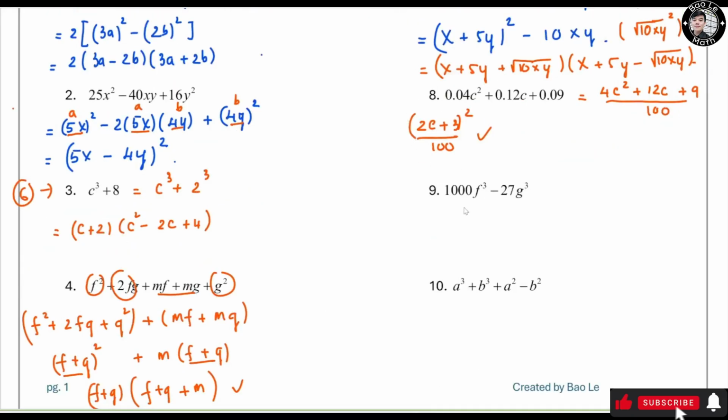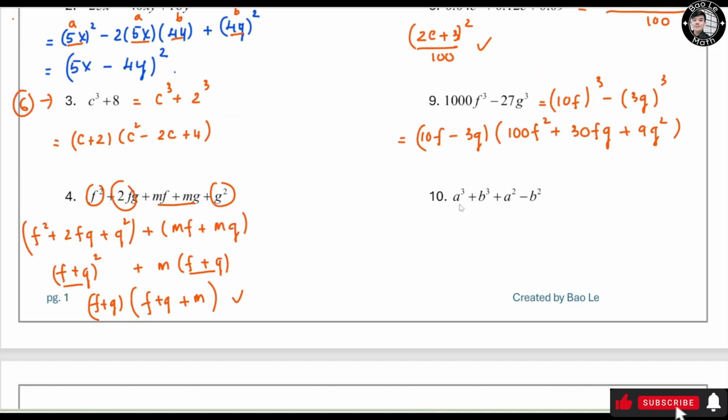Now number 9, we have difference of 2 cubes, right? The first one can be written as 10f altogether cubed. The second one can be written as 3g altogether cubed, right? So it turns out to be 10f minus 3g, right? Times 10f squared, which is 100f squared, right? Plus this guy times this guy, right? It's going to be 30fg plus this guy squared is going to be 9g squared, right?